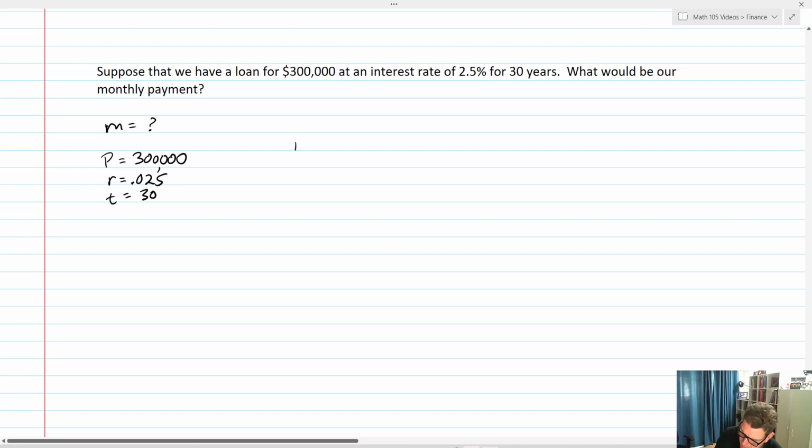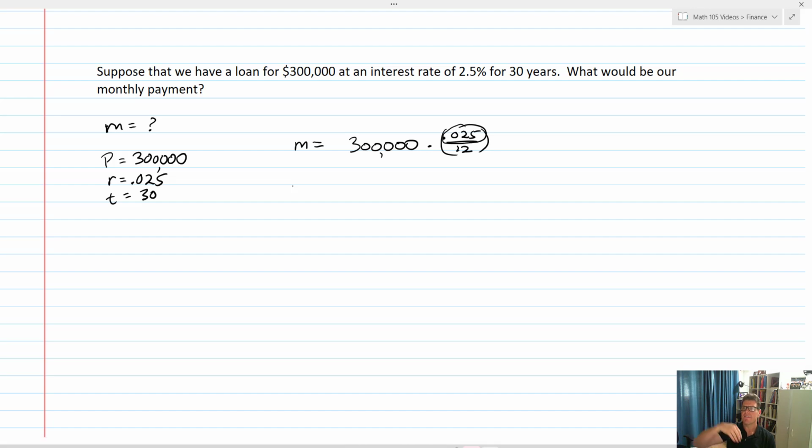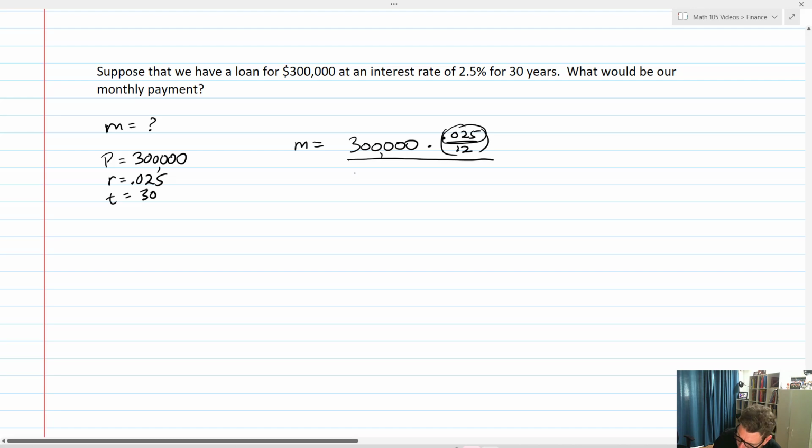So we'll use that monthly payment formula. M is going to equal our principal, $300,000, times, and this will be 0.025 divided by 12. Okay? And notice, as the rate gets bigger, the top is going to get bigger. And if the top on a fraction gets bigger, that means that, in fact, we are going to get higher monthly payments. Right? Then we'll divide that by 1 minus 1 plus 0.025 divided by 12. We'll raise that to the negative 12 times 30 power.